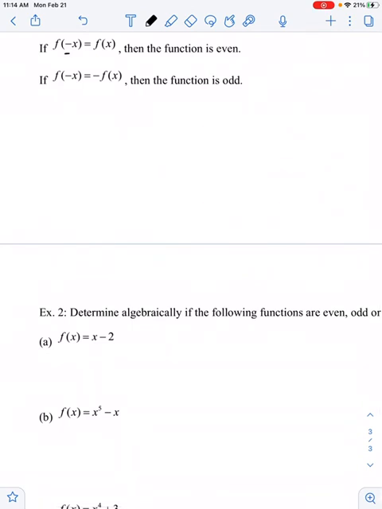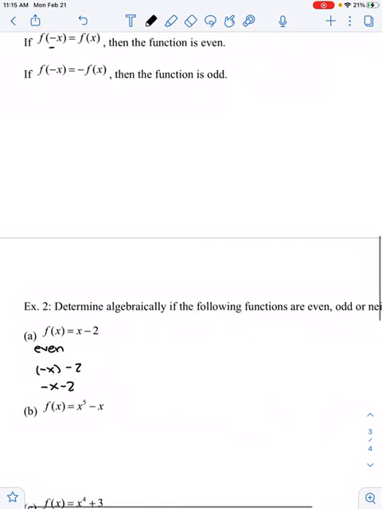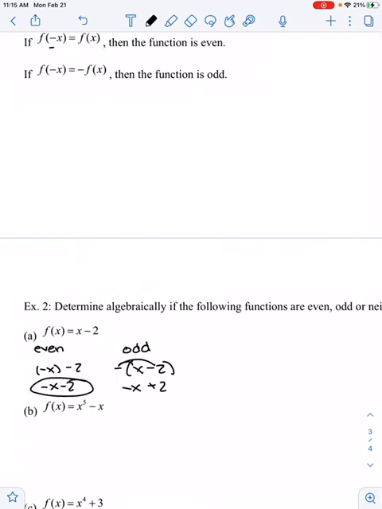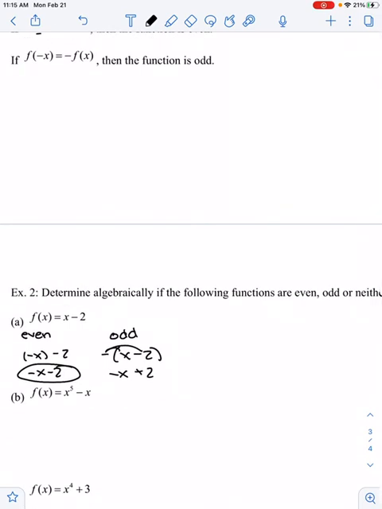So we always want to test for even first by plugging in a negative for every x in the function. So negative x minus 2 would be negative x minus 2. We're going to see if that matches the original, and it doesn't. So this is not an even function. And now we move to odd. For the odd function, we put a negative and then parentheses and then the function. Distribute our negative and see if it matches what we ended up with in even. This does not match what we got in even, so this is neither even or odd.